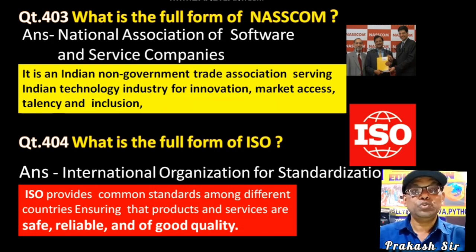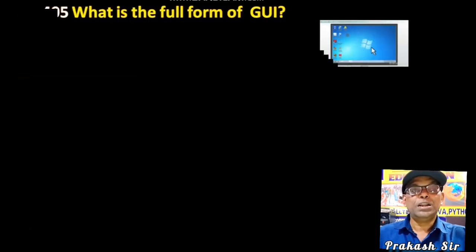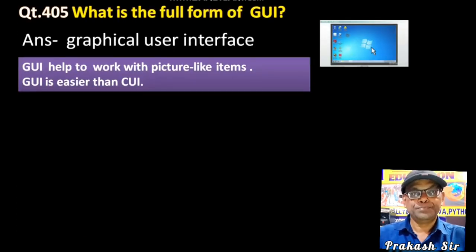What is the full form of a GUI? Graphical User Interface. What is this? If you think about OS, there are two types of OS, that is GUI and CUI. Graphical User Interface and Command User Interface. GUI helps to work with picture-like items. We can use the mouse. We can click items by mouse with the help of a GUI.